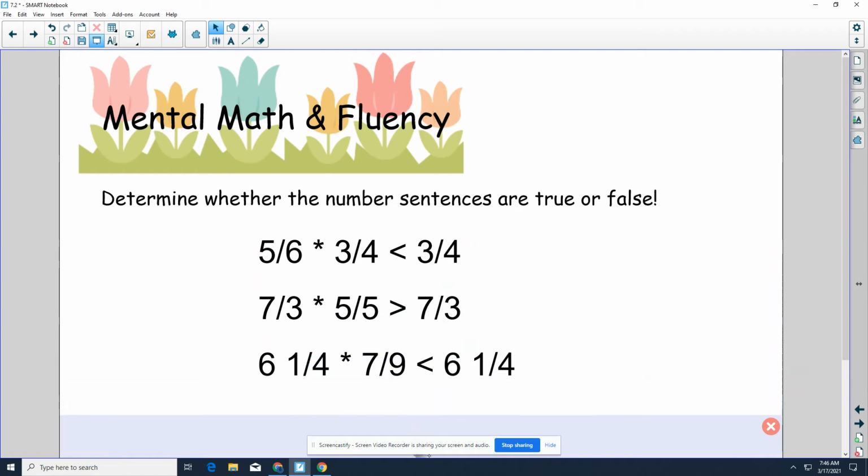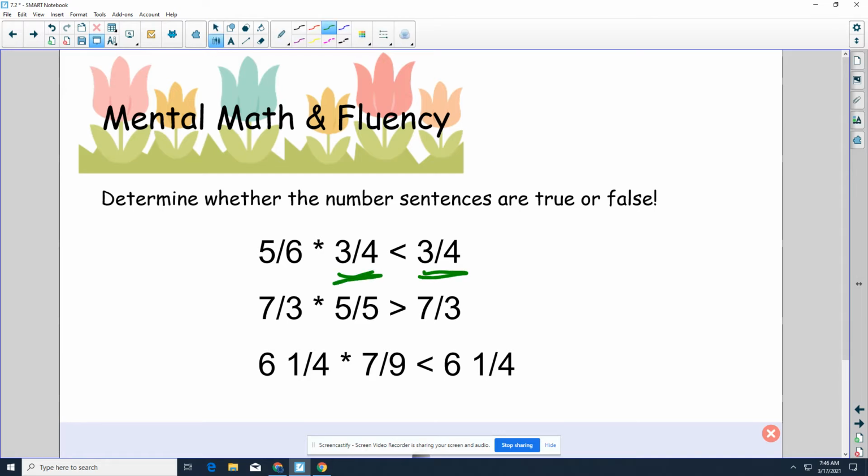Our next round here. Go and pause the video, take a minute and look at those, and decide if they're true or false. Okay, hopefully you've had a minute to study those. Let's look at these together. I'm comparing it to 3/4. 3/4 is my original factor, but I'm multiplying by 5/6, which is less than 1. So 5/6 multiplied by 3/4 is true. It'd be less than 3/4. The next one, I'm comparing 7/3 with this factor. 5/5 is equal to 1. So I know 7/3 times 1 would be 7/3. That is not greater than, it's equal, so that would be false.